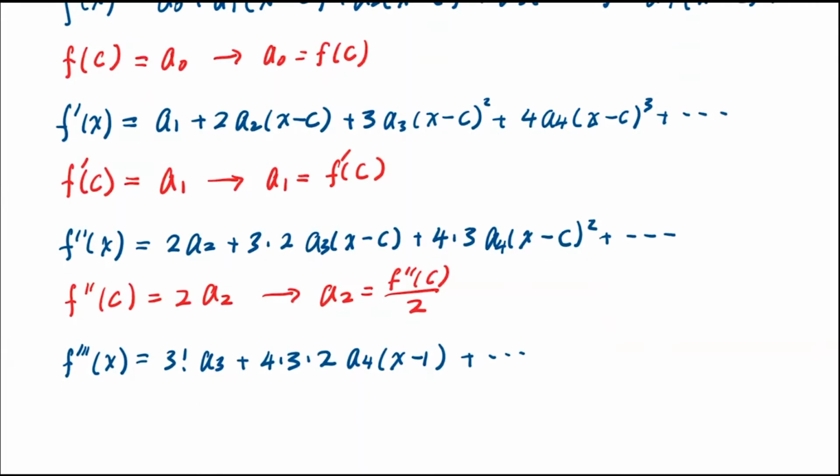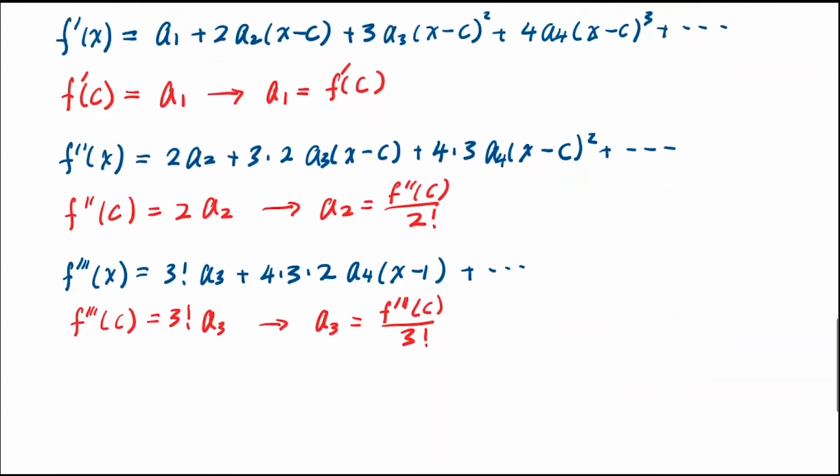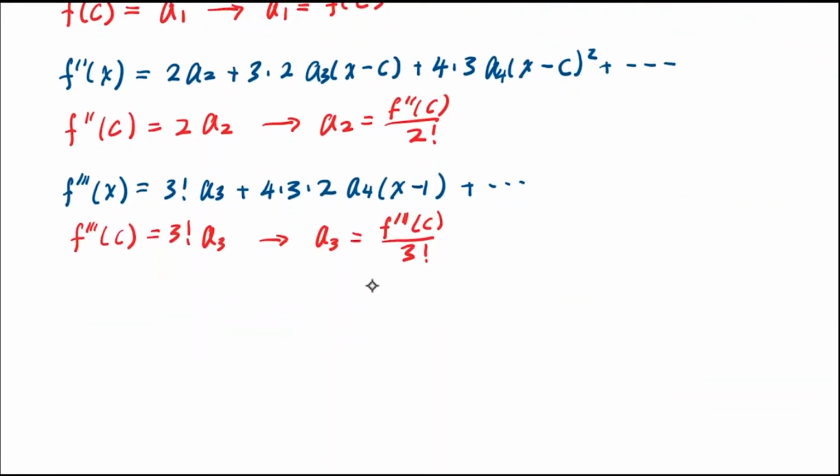So f triple prime of c is equal to 3 factorial, A3 and the rest of them die. So that tells you A3 is f triple prime of c over 3 factorial. That tells us this must be 2 factorial and this must be 1 factorial and so on. And we see the pattern pretty easy now, right? A n is equal to f nth derivative evaluated at your center over n factorial. You get it?